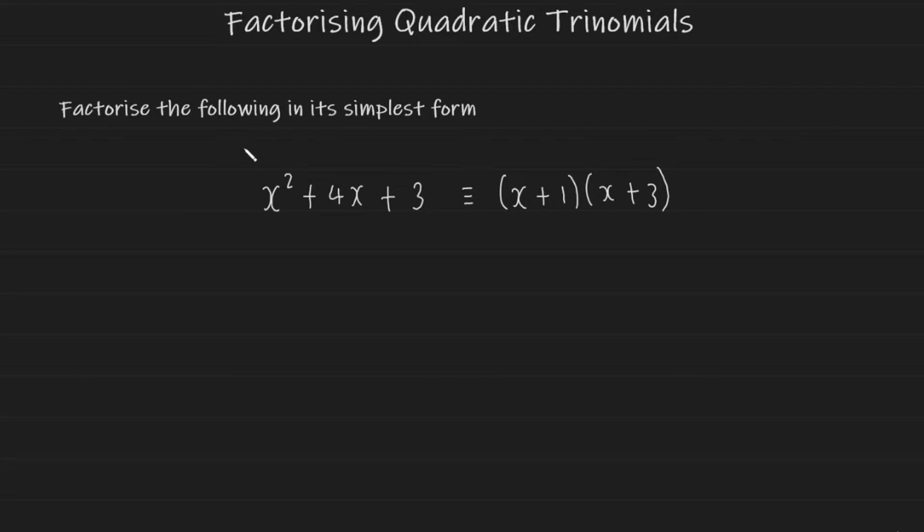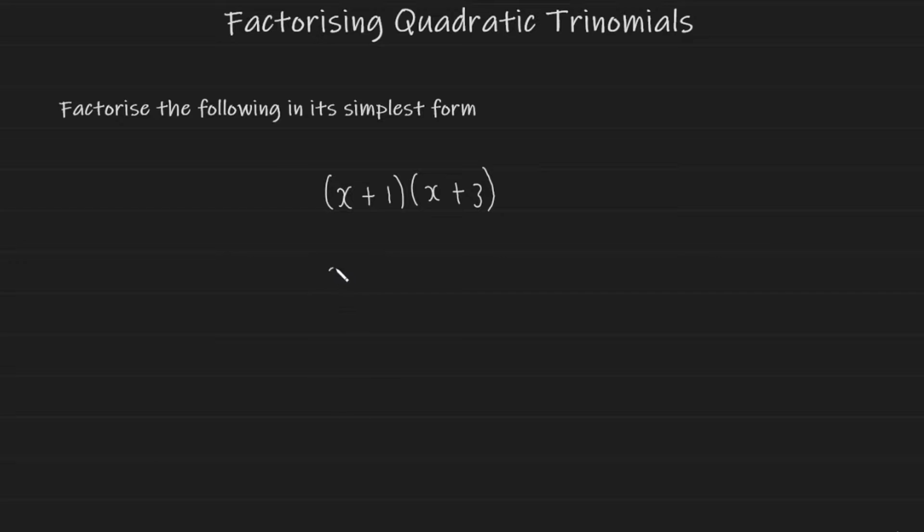To factorize a quadratic trinomial is to get it into 2 brackets. Not all quadratic trinomials can be factorized into 2 brackets, so just bear that in mind. But in today's lesson, we're just going to be dealing with the ones that can be factorized, and we're going to look at the best possible way to factorize them.